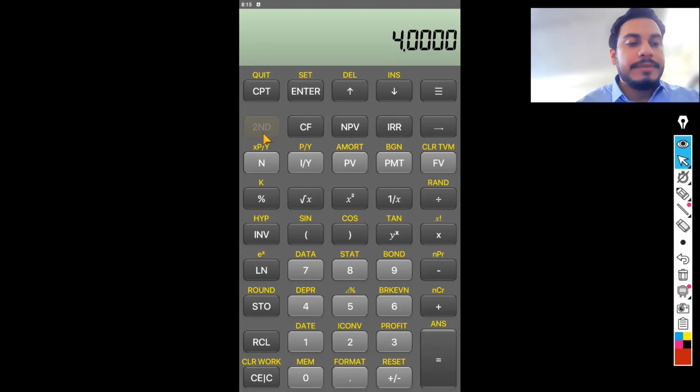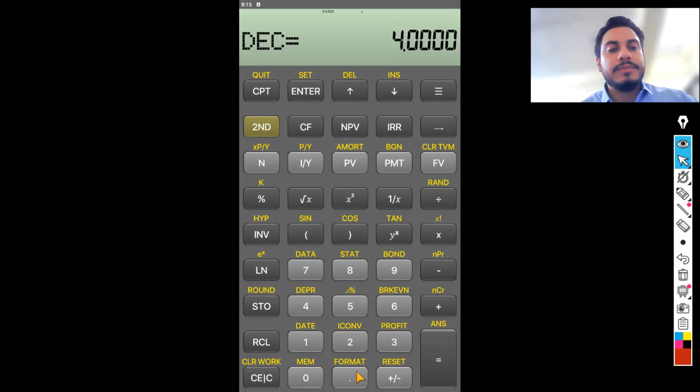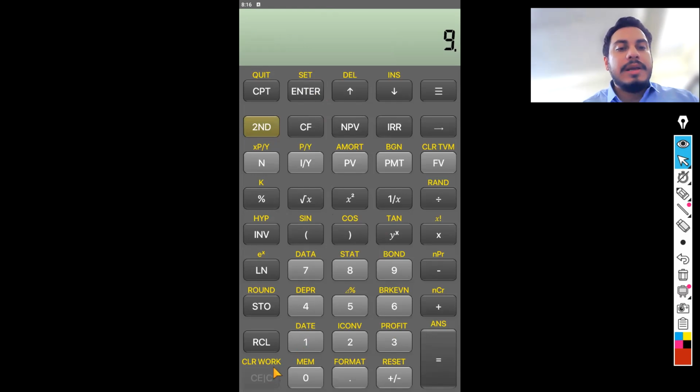Click second, then click format, which is the dot key over here. Then click 9. Click enter, and click equals to, and click CE/C. So now your calculator is up to 9 decimal places. You do not have to see 0.0000 again now.